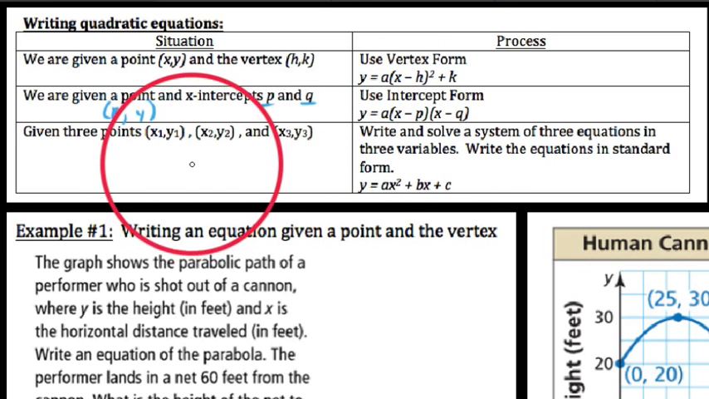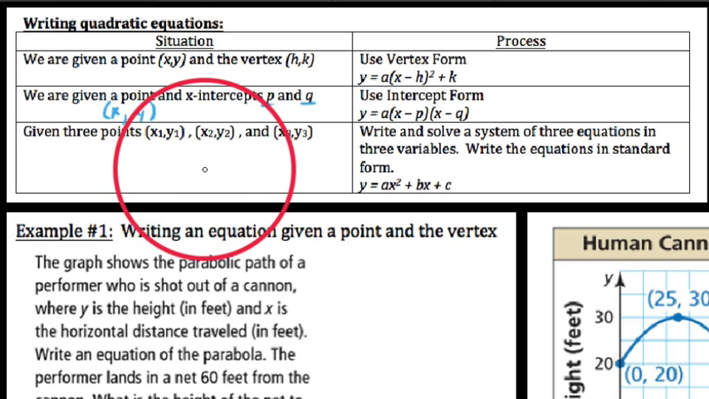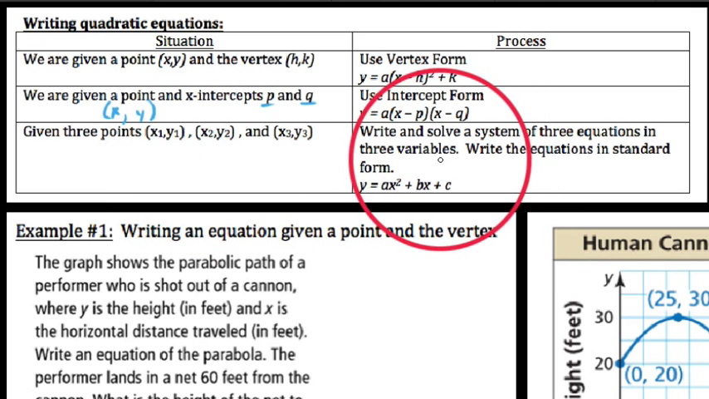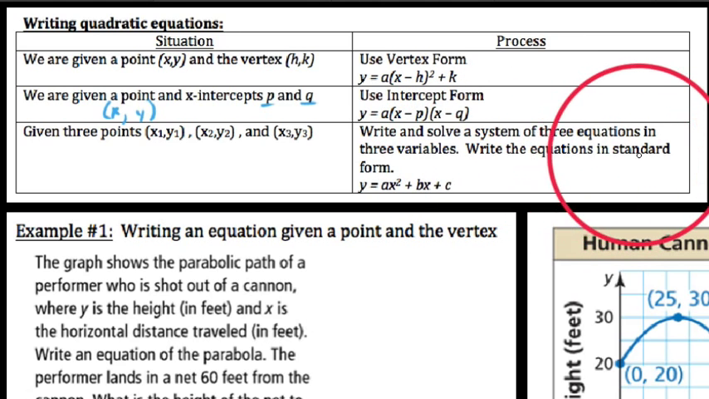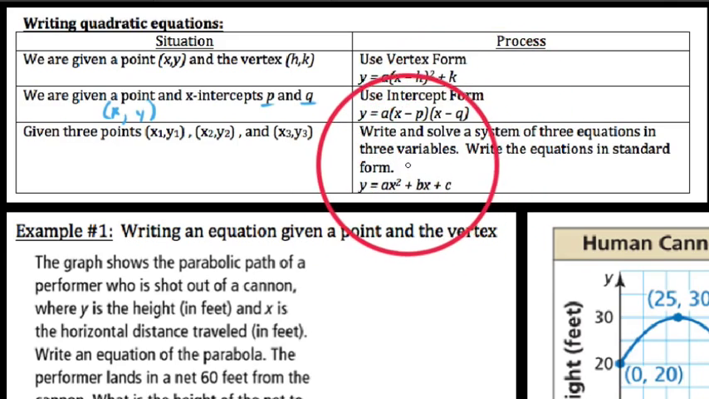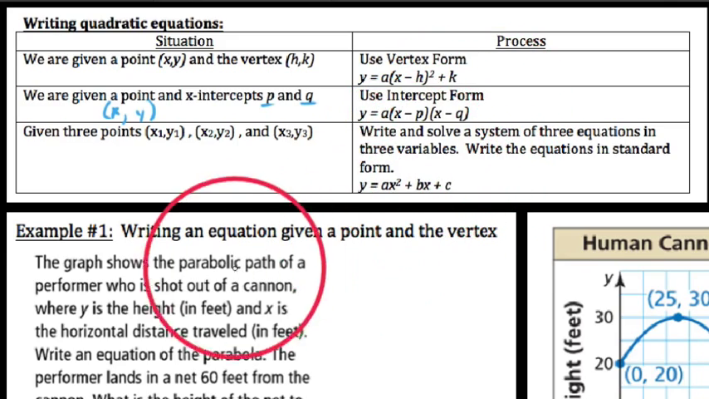And then last but not least, if we're given at least 3 points on the curve and we are very, very sure that it's quadratic data or a quadratic model, then we can write and solve a system of three equations in three variables, but we'll be using equations in standard form. So you'll notice we have vertex form up top, intercept form here, or we'll be using standard form equations, whichever is appropriate to the situation. So let's take a look at this first example.